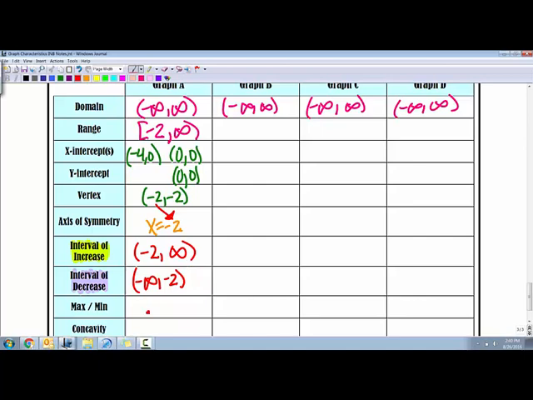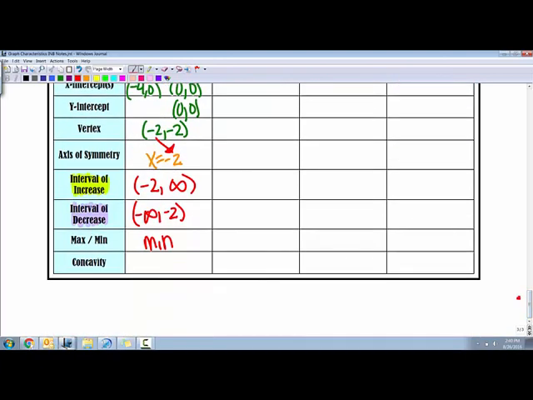Is it a max or a min? It is a min. Why is it a min? Because it goes to the lowest point. If you have a little low point right here, that is your lowest point of the parabola. And is it opening up or down? What's your concavity? It's up.